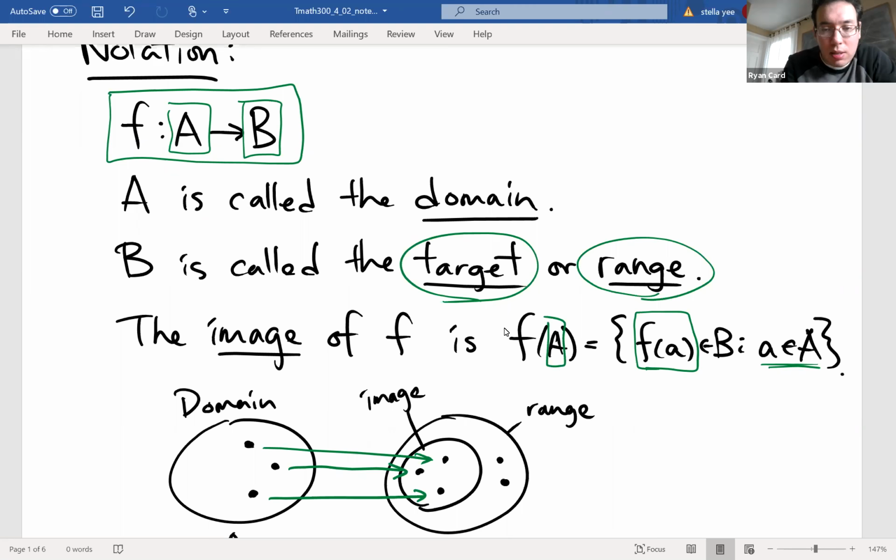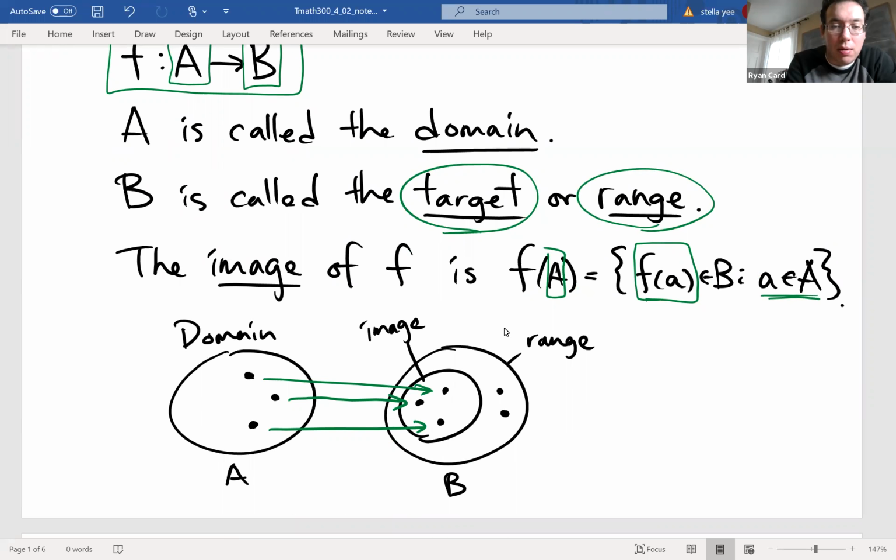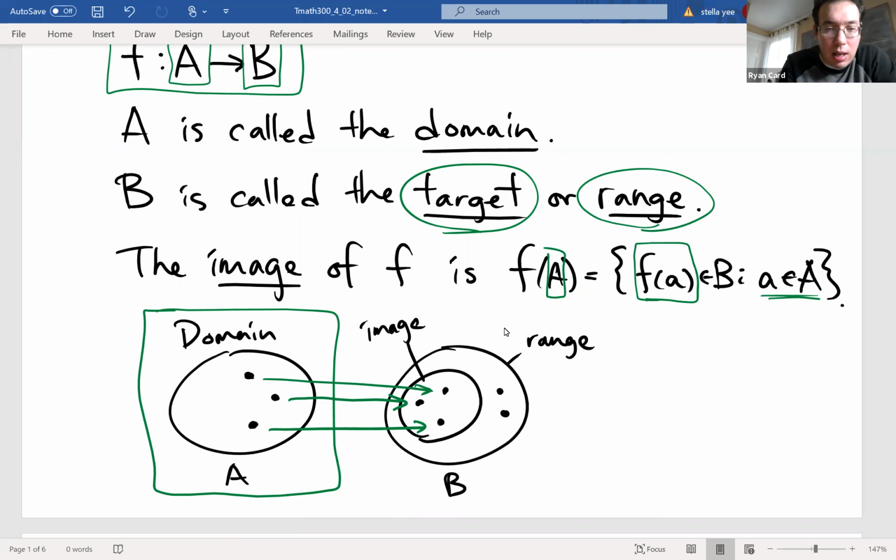Okay. So this is a rough picture of what you should have in mind. You could take different elements from domain A, and the function is a rule that assigns them to elements in the range B. All of the points that you could hit with the map is called the image. And it's possible to have some elements in the range that do not have a corresponding element from the domain to get there. So you don't have to hit every single element in the range.